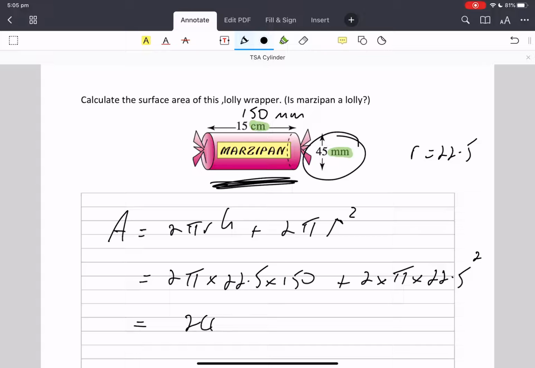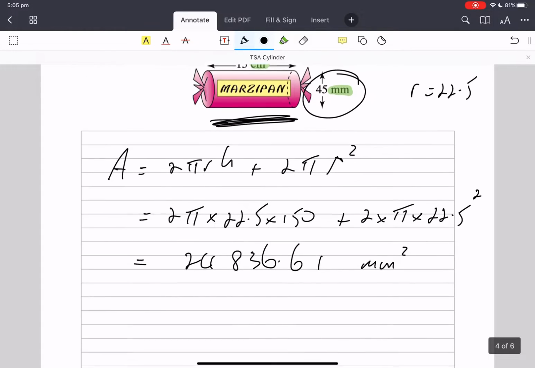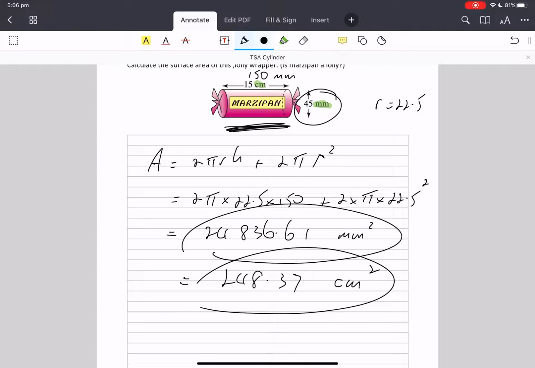Okay, go again. 2, 4, 8, 3, 6.61, and they are millimetres squared. No idea what the textbook's going to do. If you've gone to centimetres, you're going to get a different answer. It would be 248.37, I guess. Both of those answers are correct. I don't really care which way you go.